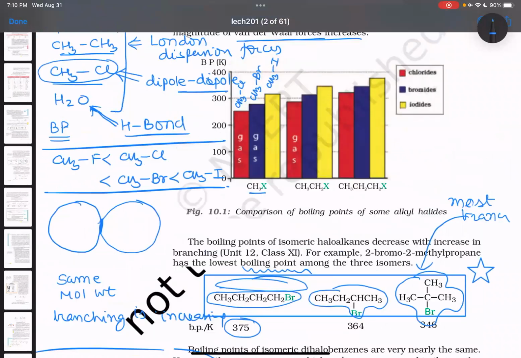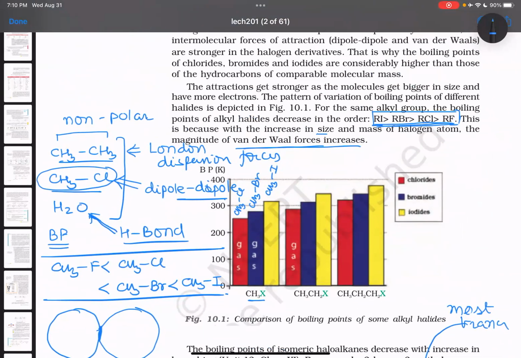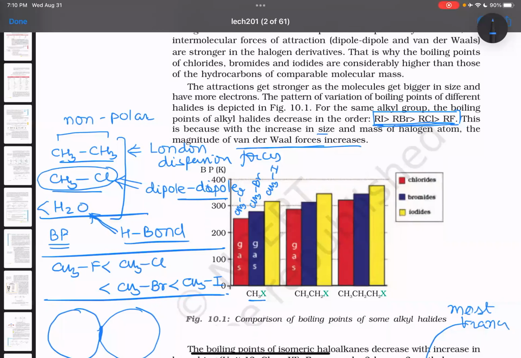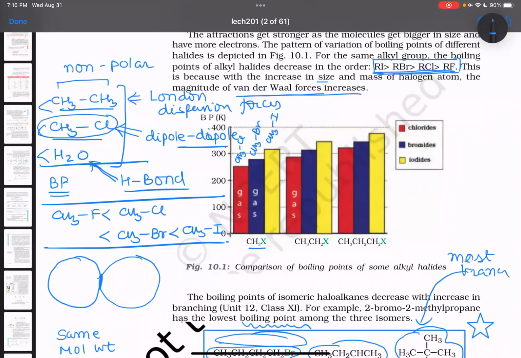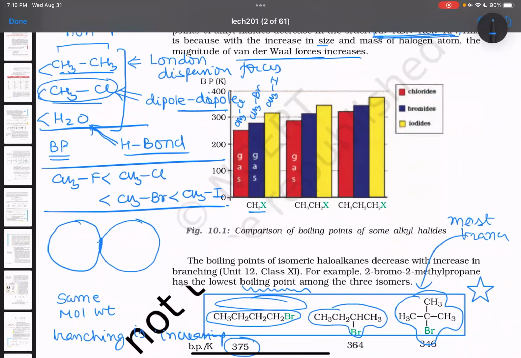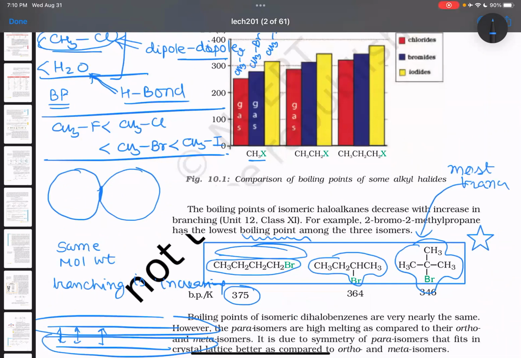So three things we discussed. First is the boiling point between alkane, alkyl halide, and water. London forces and van der Waals forces are the same thing. Dispersion forces are weakest, dipole forces are stronger, and hydrogen bonding is stronger than dipole. So the boiling point is going to increase. Water will have maximum boiling point. Another thing we discussed was, suppose the alkyl group is same and only the halogen is changing. As the halogen becomes heavier, it will have a higher boiling point. Okay, right?